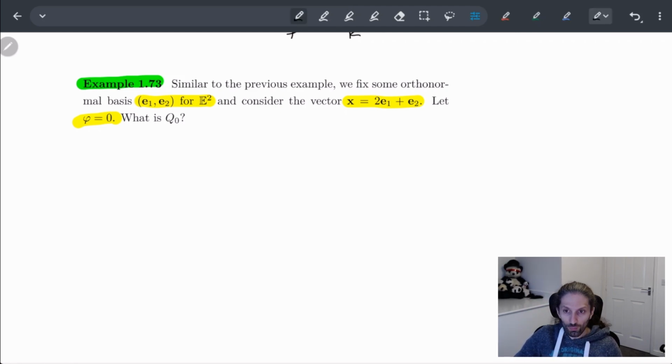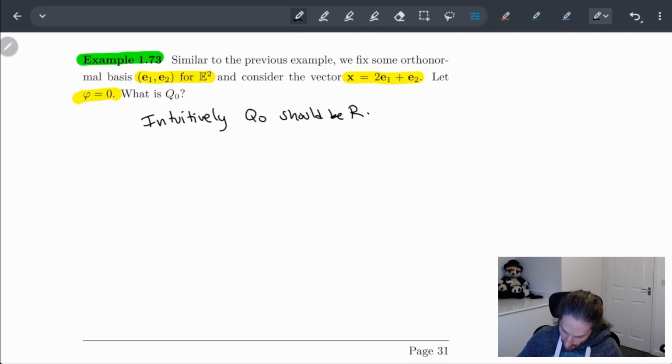Q naught should theoretically just be R, right? Because remember my P phi, this is the rotation over phi, and here I'm saying phi is equal to 0, so no rotation. So intuitively, I should expect Q naught to be R. So let's actually see if this turns out to be the case, and kind of go from there. Let's just plug things in.